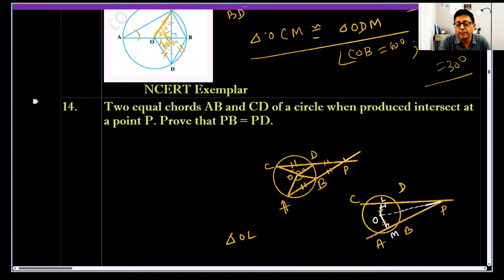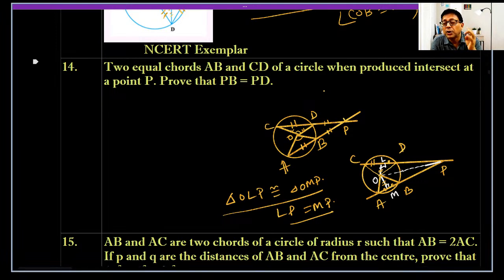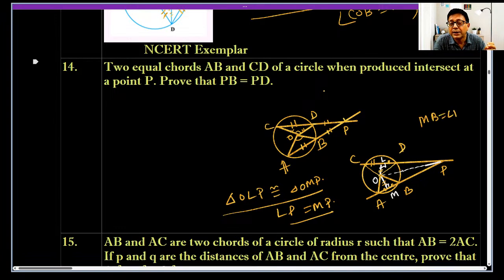So triangle OLP congruent with triangle OMP. So what is your conclusion? This implies that LP equal to MP, isn't it? But still it is not proved that DP equal to PB. Now what you are going to do, just think about this diagram. You know, class 9 theorem, if you draw a perpendicular, it will bisect. These two are equal. These two also equal. So they are all congruent. So you can say that MB equal to LD.